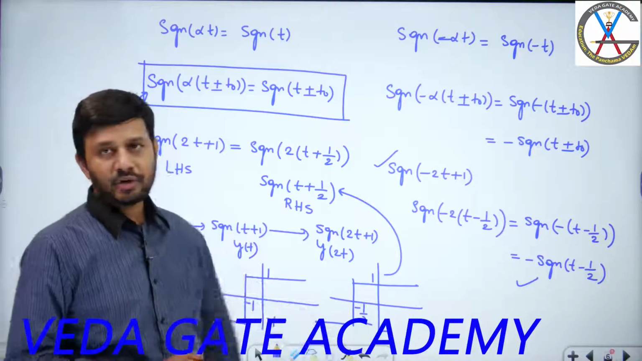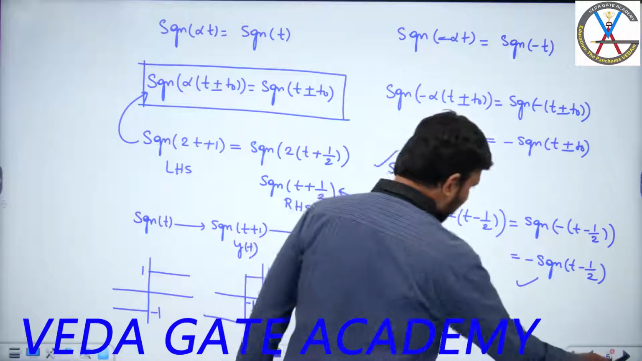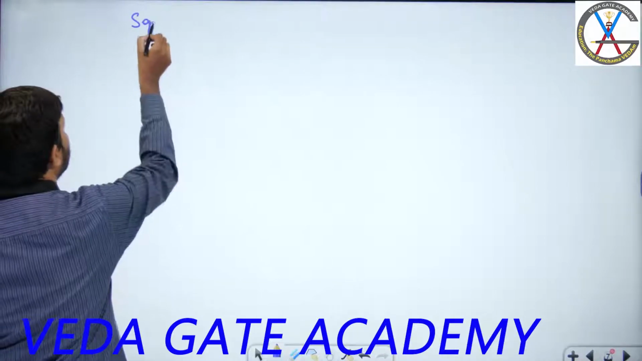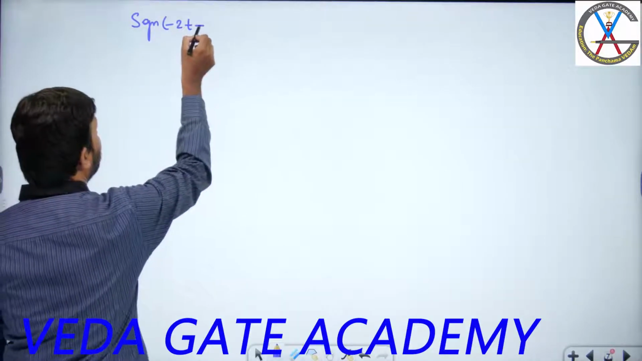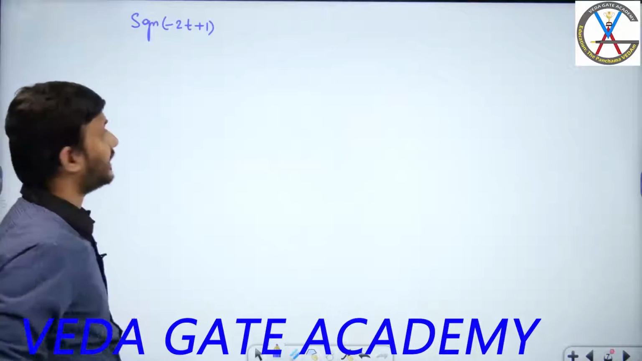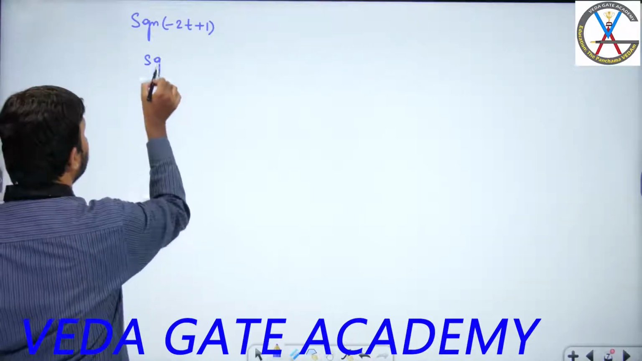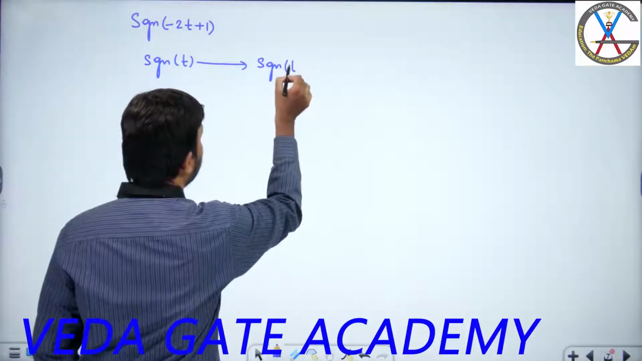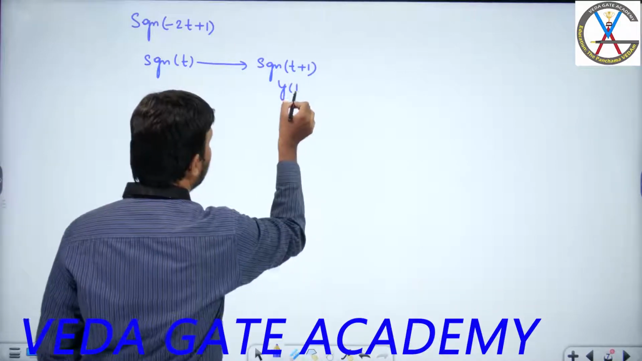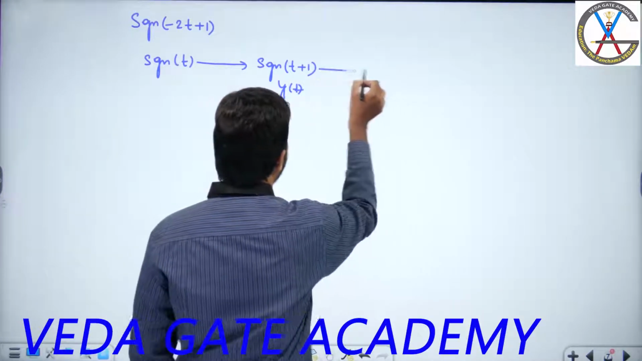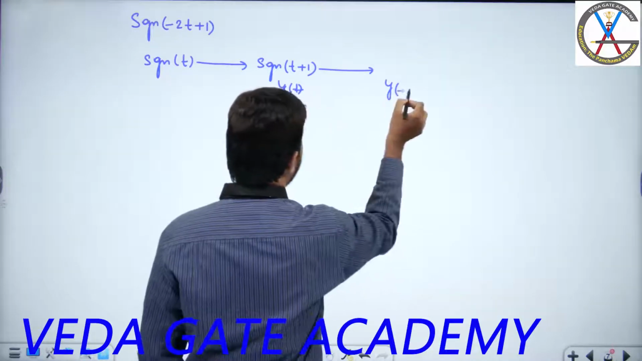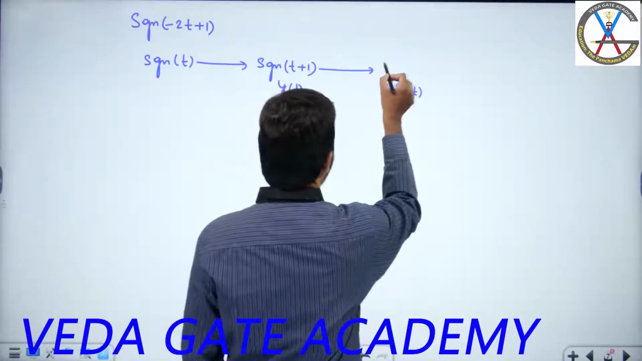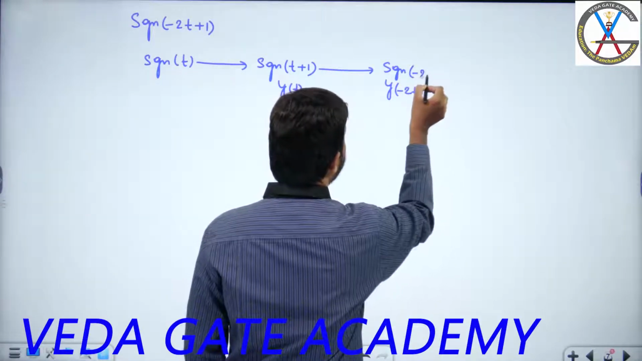For that, again you can go with first shift, then scale. Let's observe. You must have somewhat patience, my dear students. Let's draw signum of minus 2t plus 1. First shift, then scale. Signum t is there with you. First shift, go to signum of t plus 1. Call this as y of t. Scale this y of t by minus 2 units, so that you get signum of minus 2t plus 1.